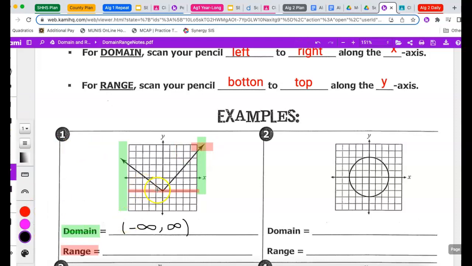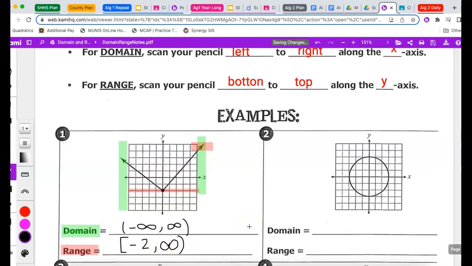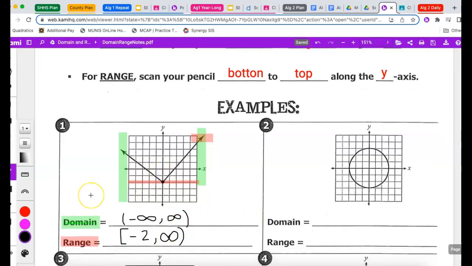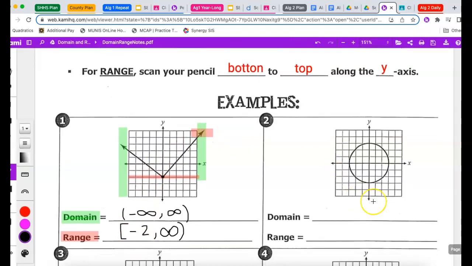So since my bottom number is down here at -2, that's where my graph starts. And then the other red is on the top arrow, which means it points up forever, so to positive infinity. So with that -2, we're going to use a bracket, and with the infinity, we're going to use a parenthesis. So anytime we have a closed circle or a number, we're going to use the bracket. Anytime we have an arrow, we're going to use a parenthesis.